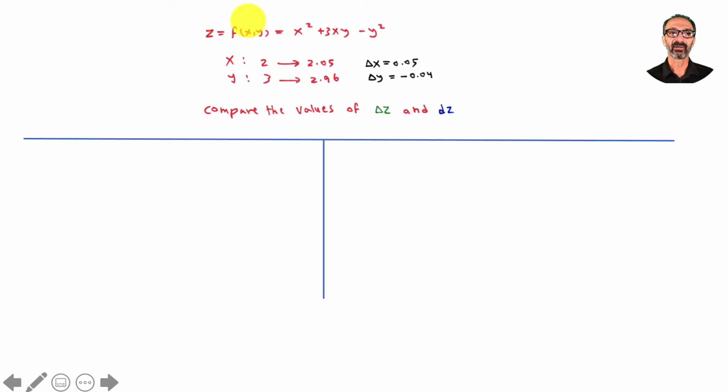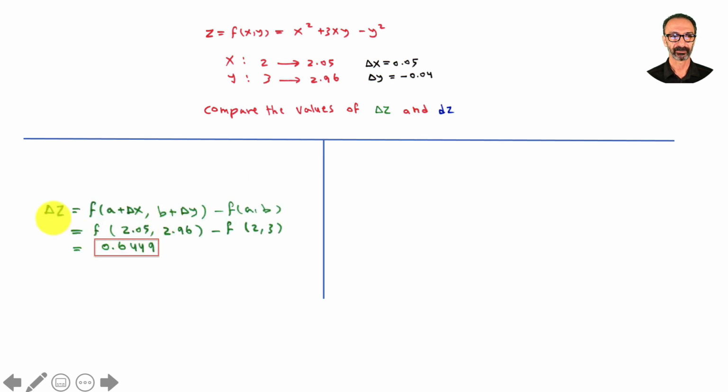z equals f of (x, y) is given to me as x to the second plus 3xy minus y to the second. x is changing from 2 to 2.05. That means delta x is 0.05. y is changing from 3 to 2.96. So delta y is negative 0.04. Compare the values of delta z and dz.